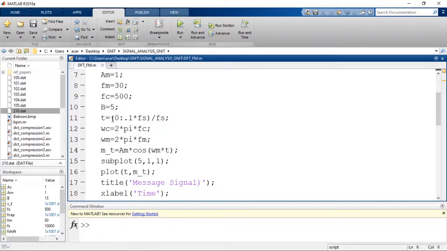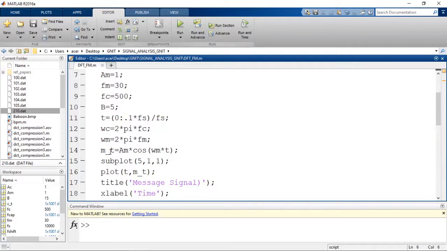Now set the time axis. It is from 0 to 0.1 in steps of 1 by fs. That means it is from 0 to 0.1. Now we have omega c, which is 2 pi fc, and omega m, which is 2 pi fm.